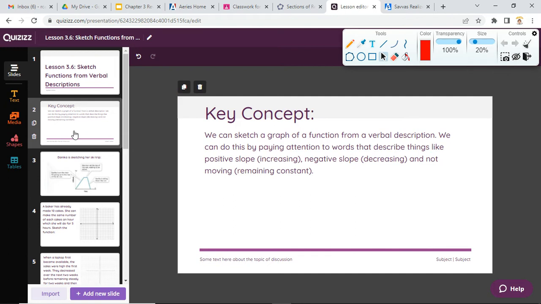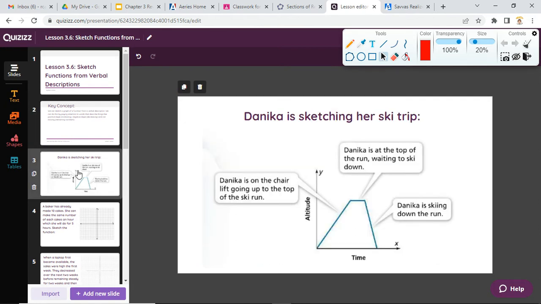We can sketch a graph of a function from a verbal description. We can do this by paying attention to words that describe things like a positive slope, meaning my function is increasing, a negative slope, meaning my function is decreasing, or maybe not moving, commonly known as remaining constant. So we'll have to pay attention to certain phrases and words that are going to clue us into these things here. All right, so let's get a little example here.